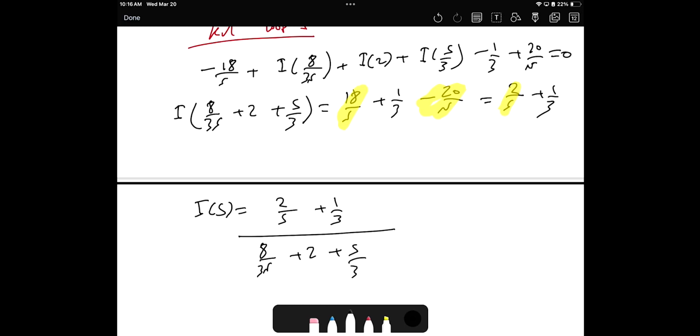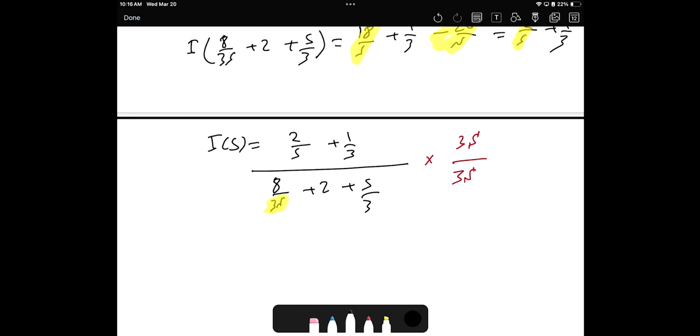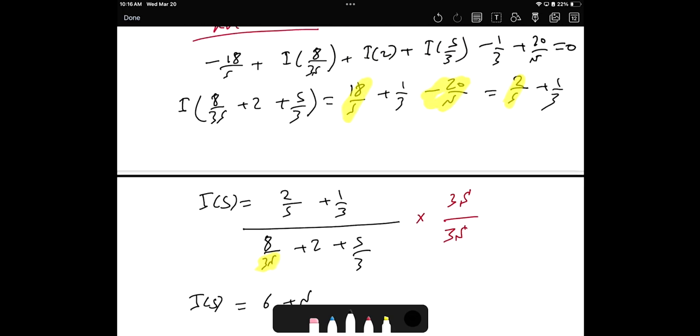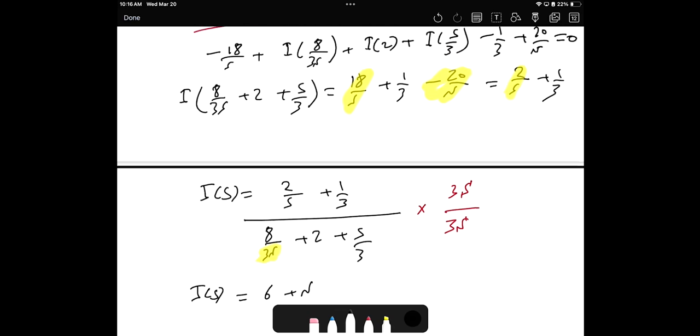Then we need to remove the s from every element, so basically look at the common factor 3s. Then I'm going to multiply by 3s here and 3s here. So this yields I of s to be 2 times 3, 6, s will go. 3s times 1 over 3, 3 and 3 go, so plus s, 6 plus s. Then divided by, here, I think there is a negative sign there.